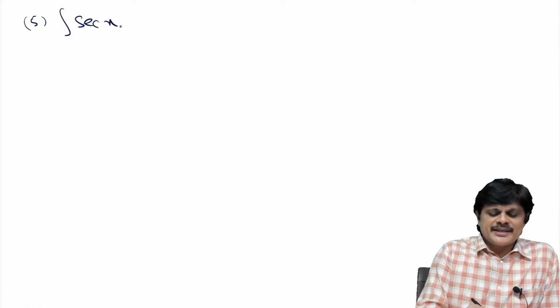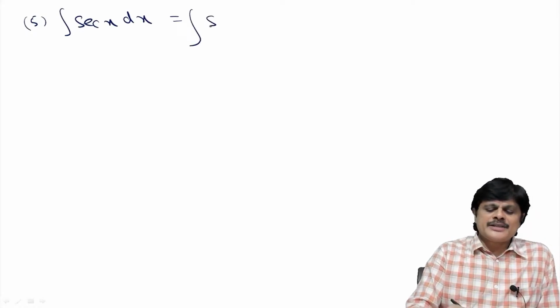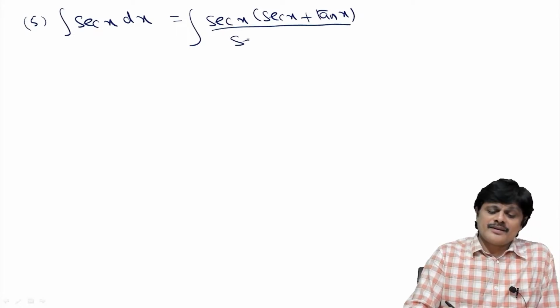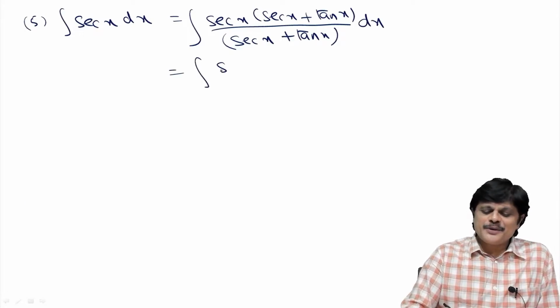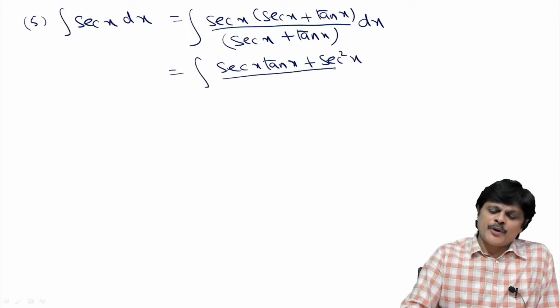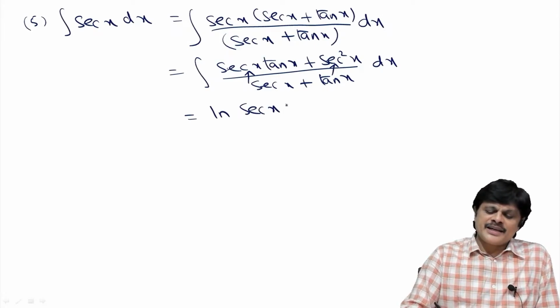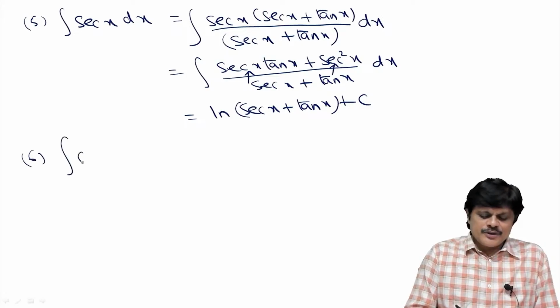What about the integral of secant x dx? For this, I multiply and divide by secant x plus tan x. Hope you understand the manipulation. If you expand it, you get secant square x plus secant x tan x. First I write secant x plus tan x, then I write secant into secant, that is secant square x plus secant x tan x, upon secant x plus tan x. Now you see the denominator: the derivative of secant x is secant x tan x, and the derivative of tan x is secant square x. That is, the derivative of the denominator is the numerator. So the answer is log of secant x plus tan x plus c. The same is the case for the integral of cosecant x.